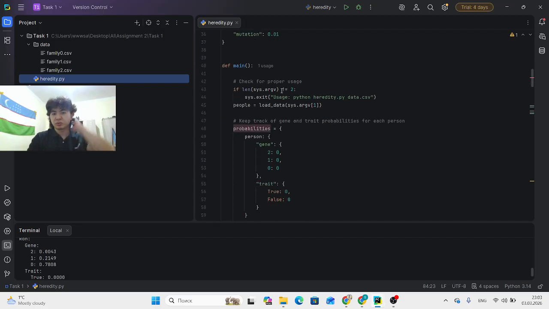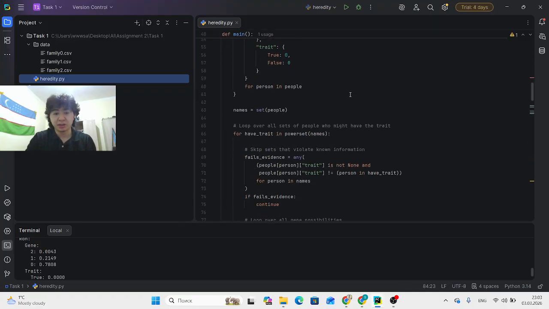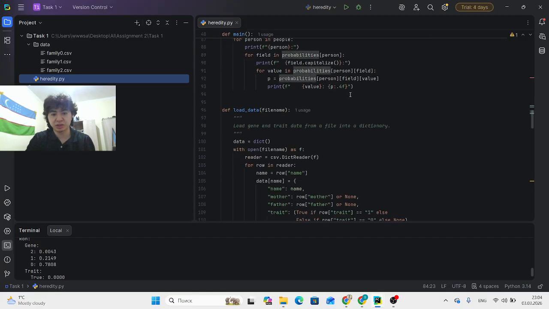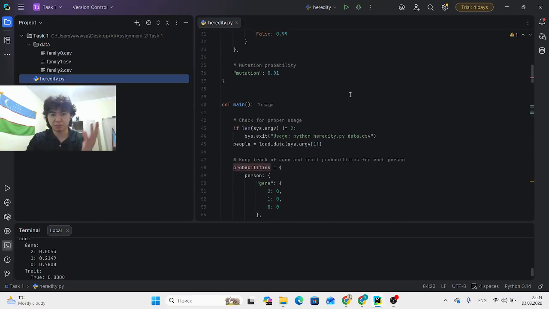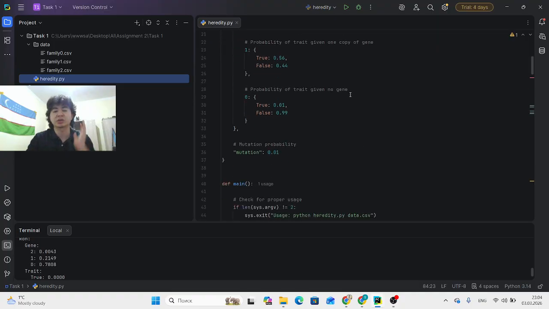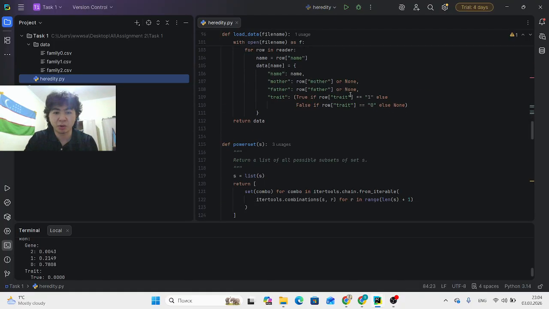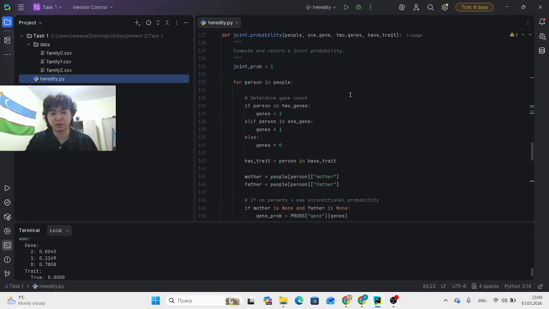So we're going to use our dataset. For example, here I had three datasets: family 0, family 1, and family 2. It shows how parent genes affect the child's genes, and how a person's genes affect that person's trait. I already explained what a trait is. So we use this to calculate the probabilities of genes and traits in a family. Our main function calculates the probability of having the mutation. There is also a probs class.